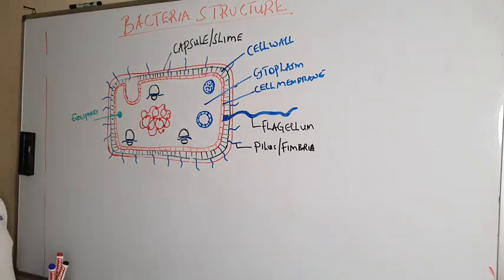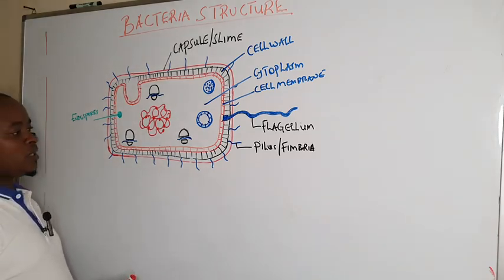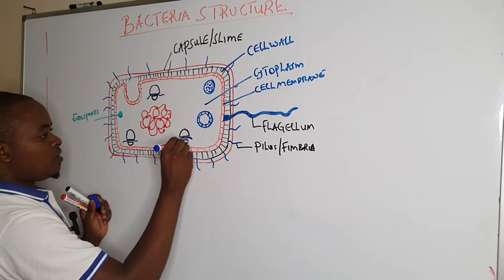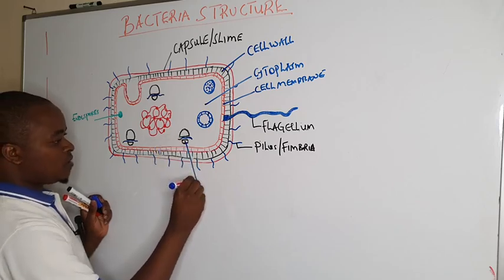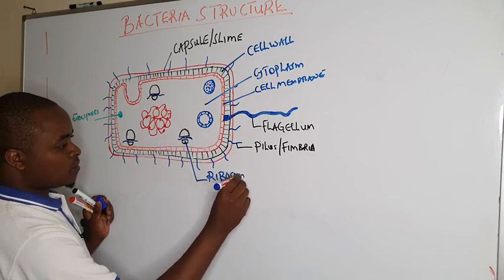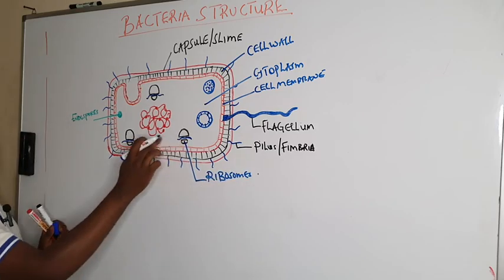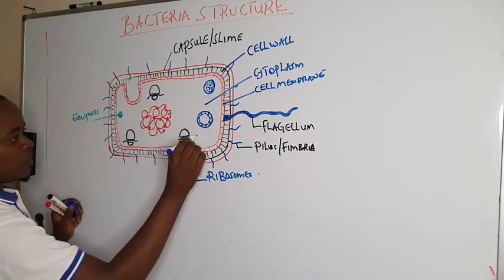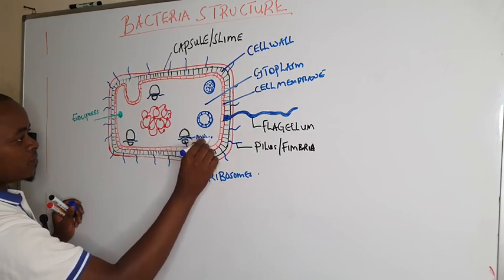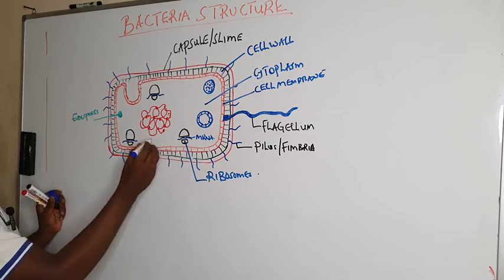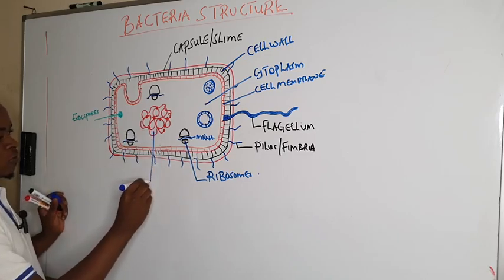And this cytoplasm contains bodies like ribosomes. These are ribosomes. This is a ribosome, this is a ribosome, and this is a ribosome with a messenger RNA. Then from the ribosome, we also have what we call chromosomal DNA.